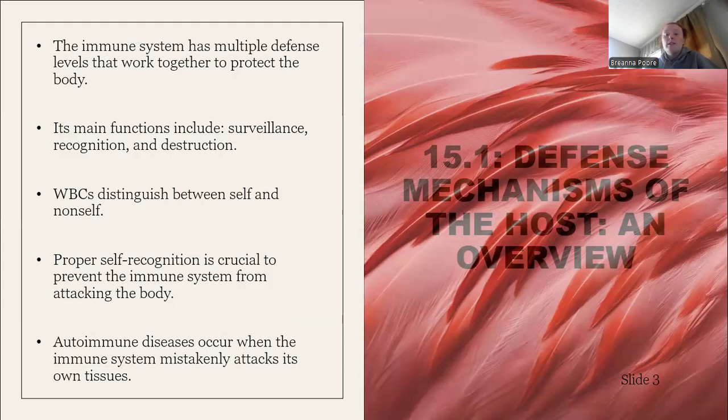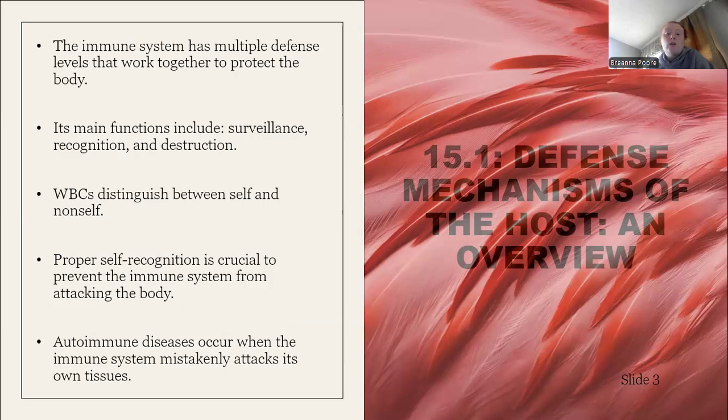15.1, defense mechanisms of the host and overview. The immune system has multiple defense levels that work together to protect the body. Its main functions include surveillance, recognition, and destruction. Surveillance is monitoring the body for threats. Recognition is identifying foreign material, and destruction is eliminating harmful invaders.